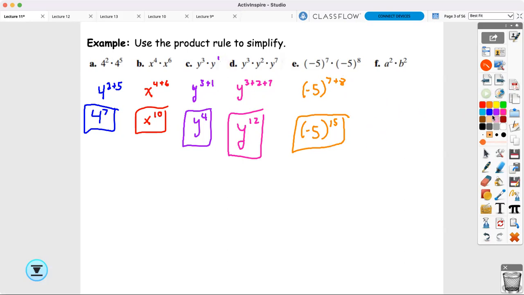And then last but not least, we have F, and that says a squared times b squared. Since they're different bases, we're actually going to just bring it down the same way it is and just box that in, because we cannot apply the product rule because the bases are not the same. And just like that, we finish our first 6 examples.